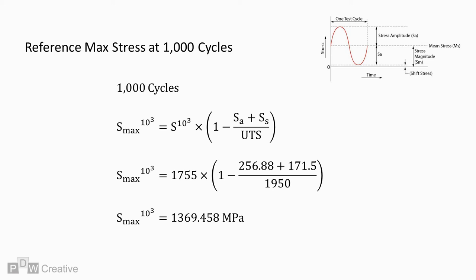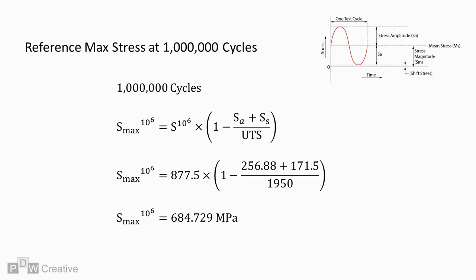So the max stress for 1,000 cycles is calculated as follows. Stress at 90% times 1 minus stress amplitude plus shift stress over UTS, which gives us a reference stress of 1369.458 megapascals. Stress for 1 million cycles is worked out similarly. At 45% times 1 minus stress amplitude plus shift stress over UTS, this gives us a reference stress of 684.729 megapascals.